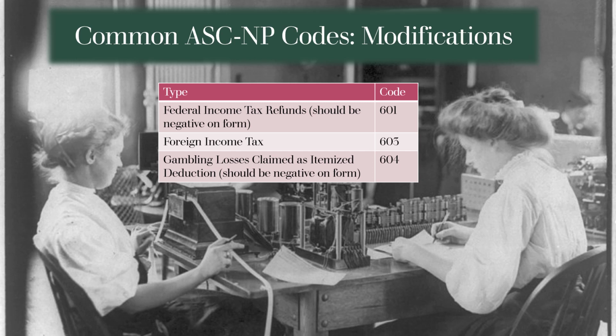Common modifications are the federal income tax refund, which we saw was an addition for full year residents and should be entered as a negative modification. Foreign income tax was seen as a subtraction, and gambling losses, which was otherwise an addition and should be entered as a negative modification.